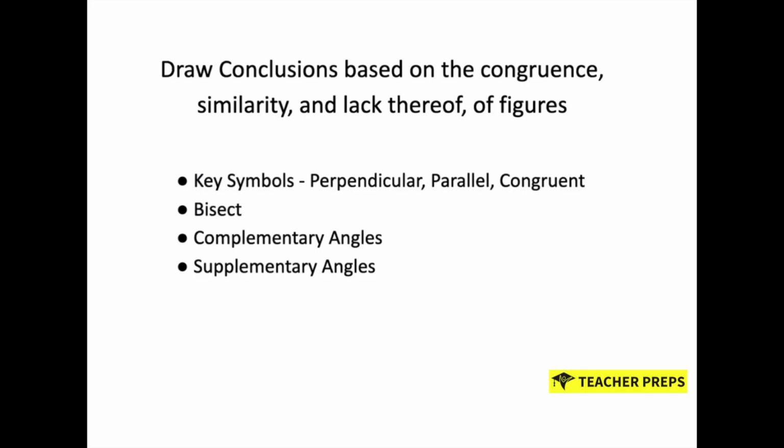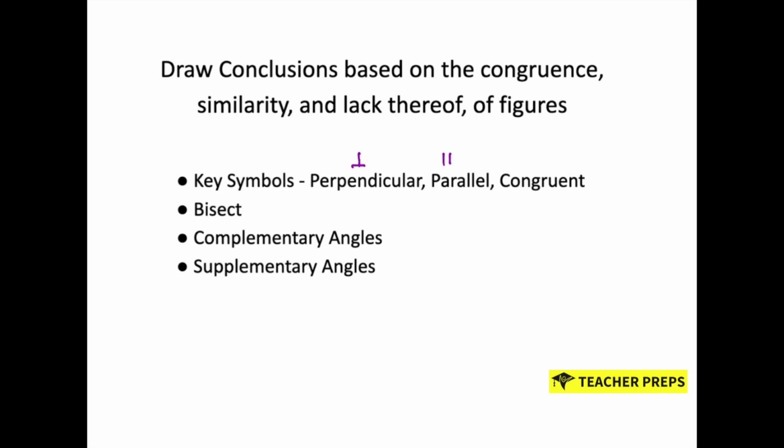In this video, we're going to draw conclusions based on the congruence, similarity, and lack thereof of figures. When you do these, it's important to know some key symbols. Perpendicular symbol looks like an upside down T. That means that two lines or line segments form a right angle.